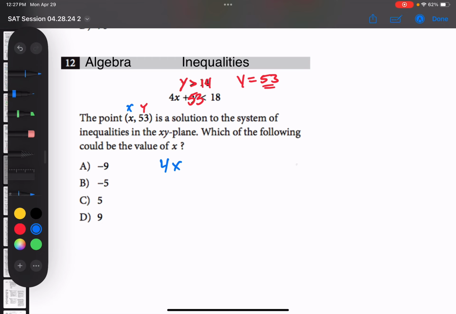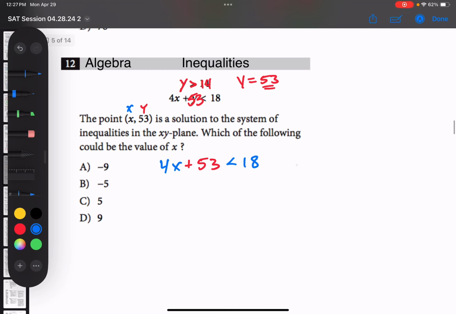Okay, what if I took that 53 and I plugged it right in here? Got it? So now I have 4x plus 53 is now less than 18. So I just rewrote the equation, but instead of putting just y, I put 53 because they're telling us in the question that y equals 53. Now I set it up. I plugged in my 53. Now they're asking which of the following could be the value of x. All right, let's solve. We're going to subtract 53 from both sides.